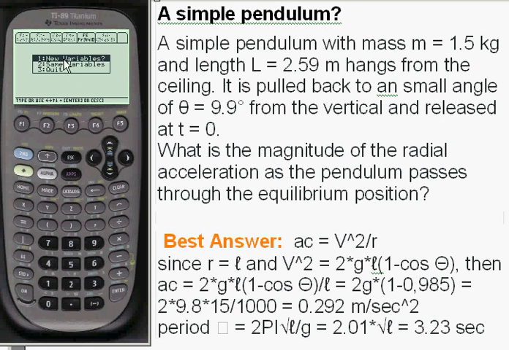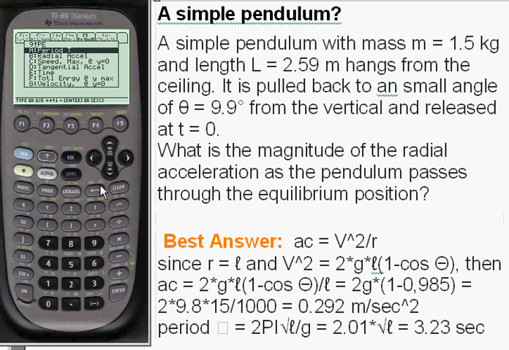Now we can change the variables if you had another problem, but these are the same variables, so we want to press number 2 here. Go back and we want to find radial acceleration, which happens to be the same thing as centripetal acceleration, which I have in here too. So we're going to choose radial acceleration here, press enter.